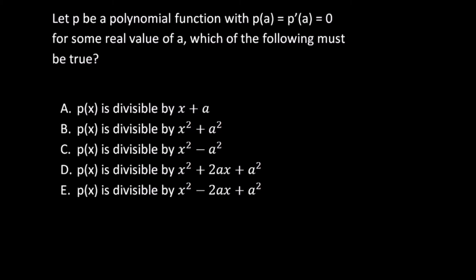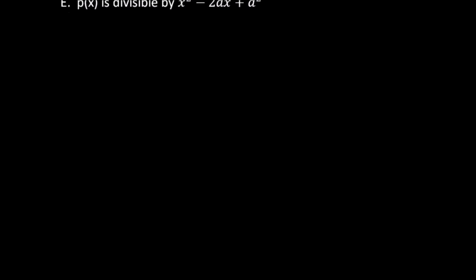What does it mean by divisible? Because every single choice here says p at x is divisible by a function. So let's talk about what divisible means. Let's say you have a number 6. Is it divisible by 2? The answer is yes, you get 3. And you don't have any decimal. It's not like you have 5 divided by 2, which is 2.5. That's not divisible.